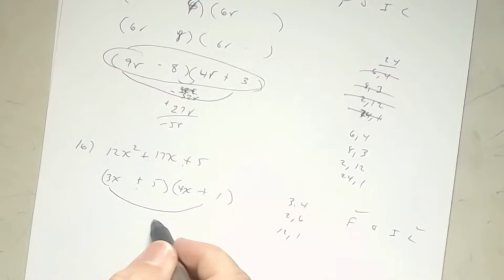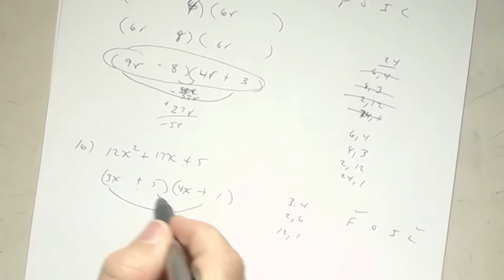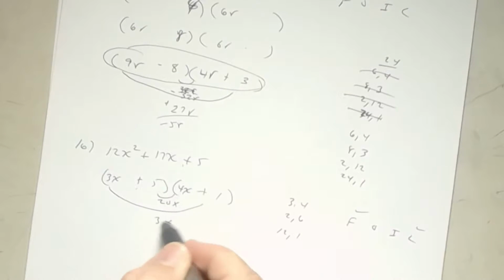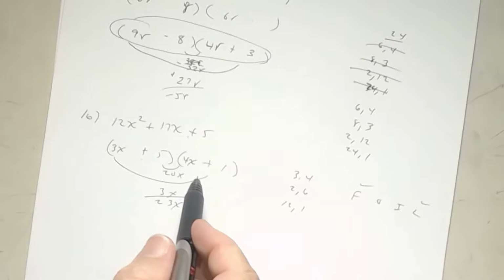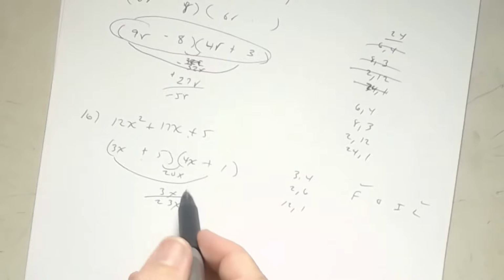What's the outer? 3x. What's the inner? 20x. Is that what you wanted? No. So if I switch those, is that going to help? If I switch the 5 and the 1, no. So switching them is not going to help either, right?